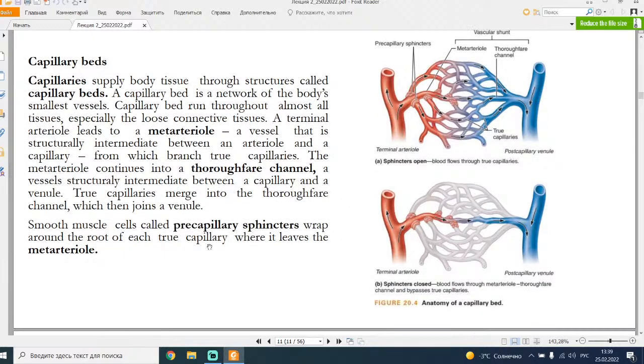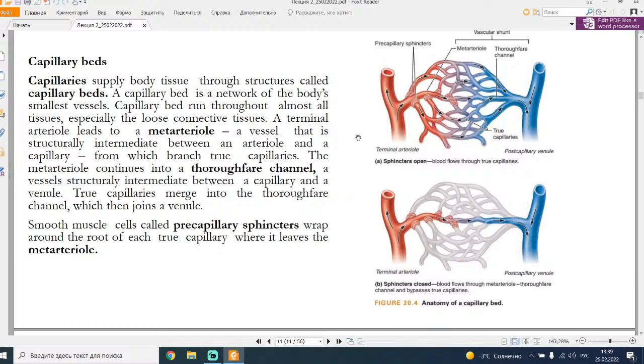Capillaries form beds. What you see, capillary beds. Capillaries supply body tissue through structures called capillary beds. A capillary bed is a network of the body's smallest vessels. Capillary beds run through almost all tissues, especially the loose connective tissue.